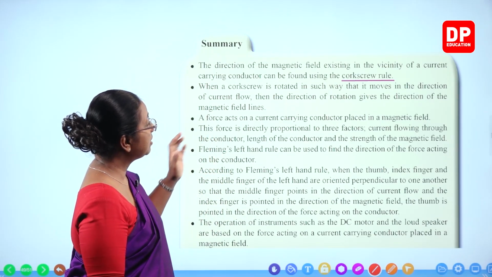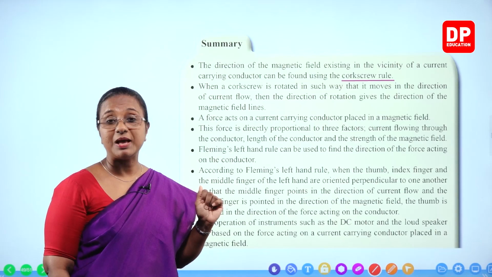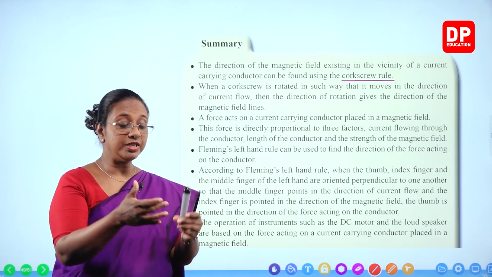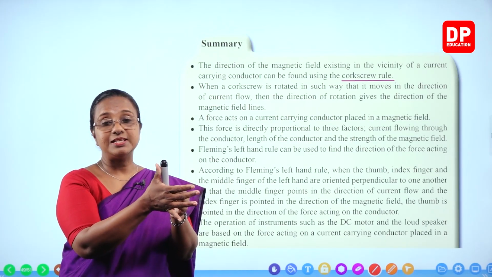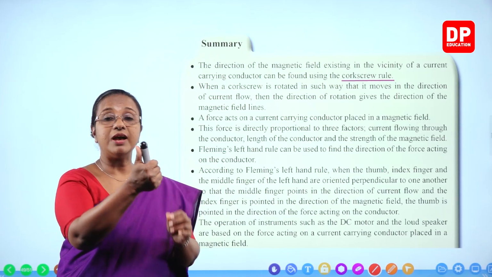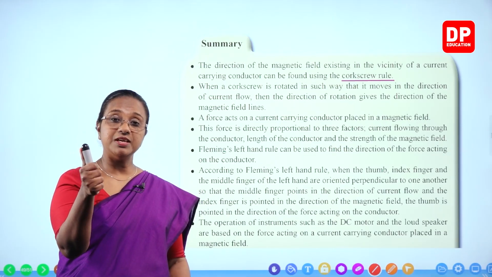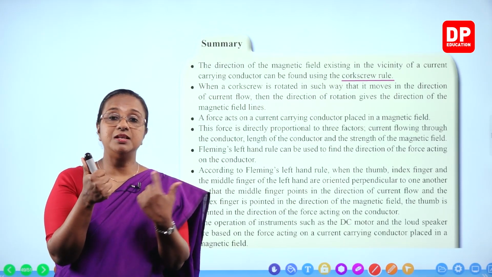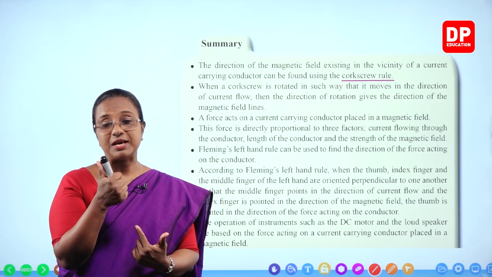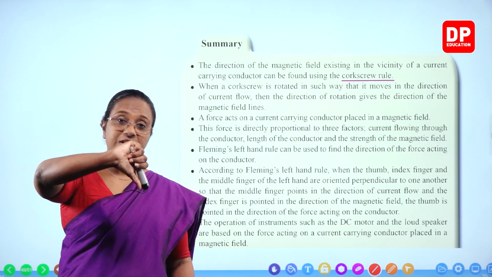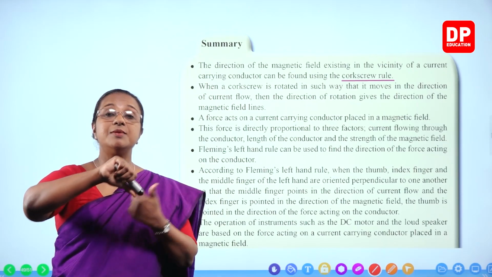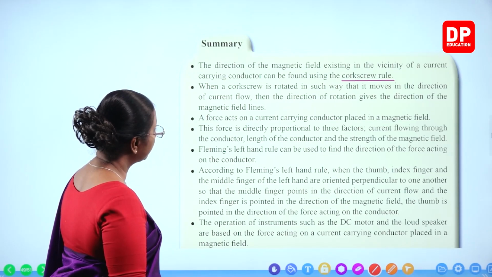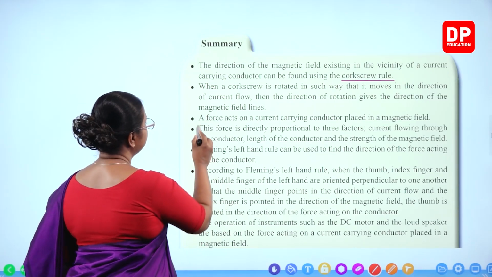Another rule can be used to identify the direction of the magnetic field. What is it? We use the right hand grip rule. So here, if this is the conductor, you place the thumb in the direction of the current flow, and when you fold the rest of the fingers, that shows the direction of the magnetic field. So when current is flowing up, it is going to be anti-clockwise magnetic field. If the current is flowing downwards, it's going to be clockwise magnetic field. You can remember that. Then, a force acts on a current carrying conductor placed in a magnetic field.